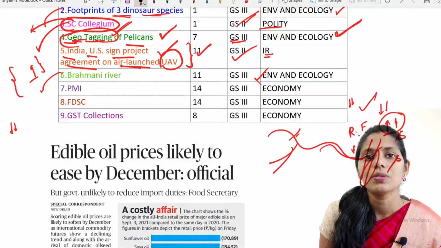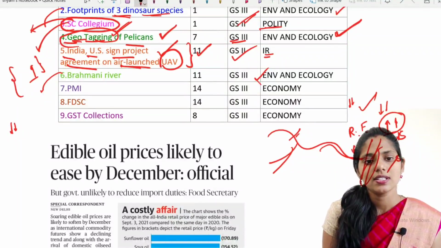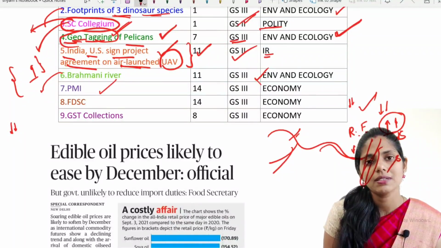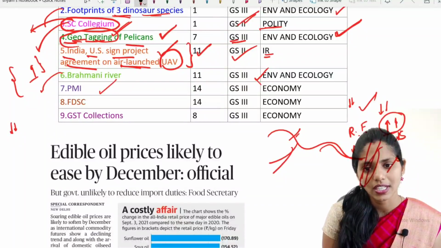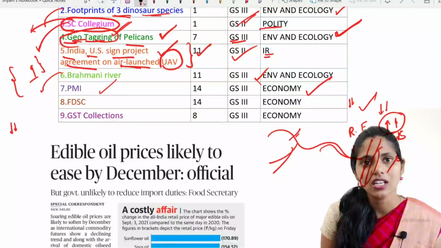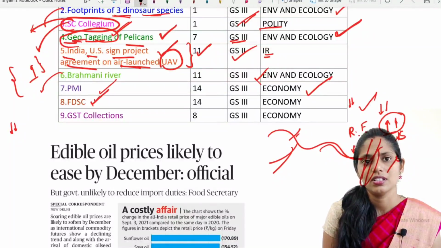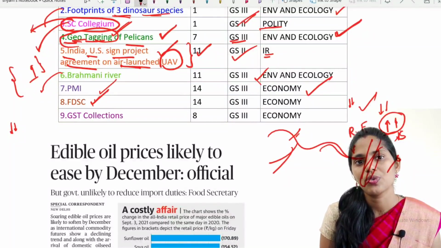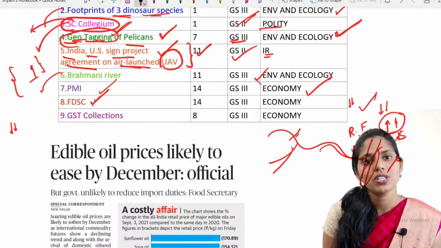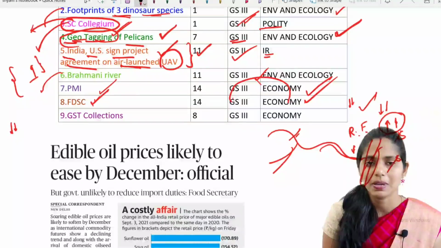And next it is about the purchasing manager index. This article mainly talks about the purchasing manager index regarding the service sector. That will be important from our economy point of view. And the next article is about FSDC. The FSDC meet: what are the things they talked about, what is the mandate, everything we are going to discuss. That will be important from our economy which comes under GS paper 3.